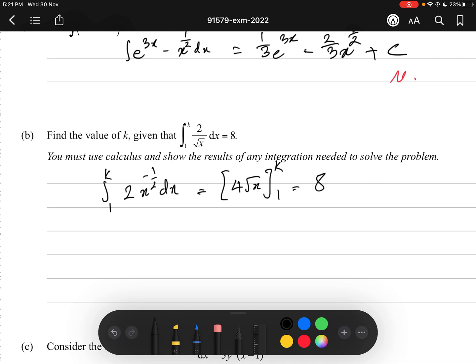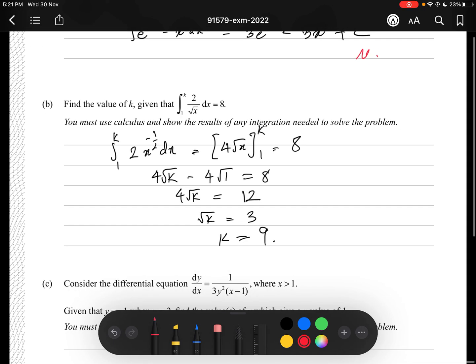So let's substitute in our k and 1. So we have 4 root k minus 4 root 1 equals 8. So we have 4 root k equals 8 plus 4, which is 12. So root k equals 3 and k equals 9. And that should be another very simple achieved question there.